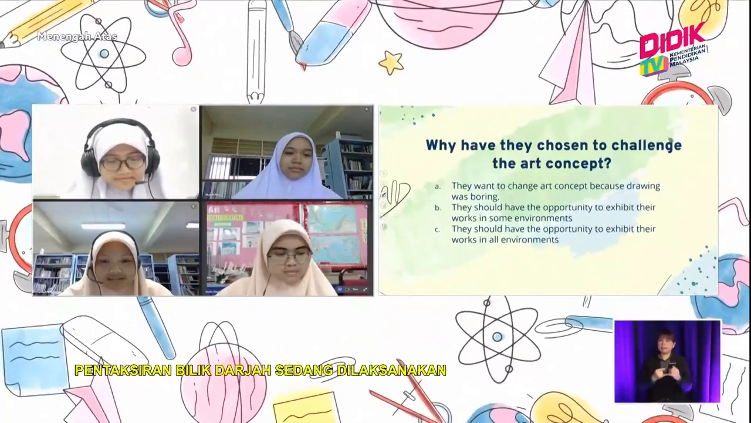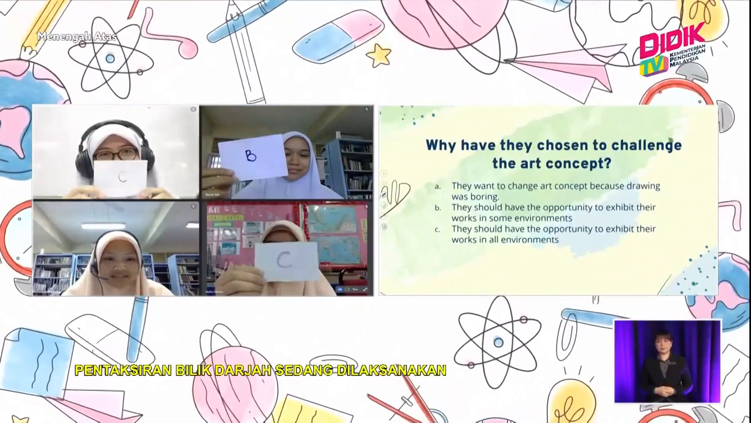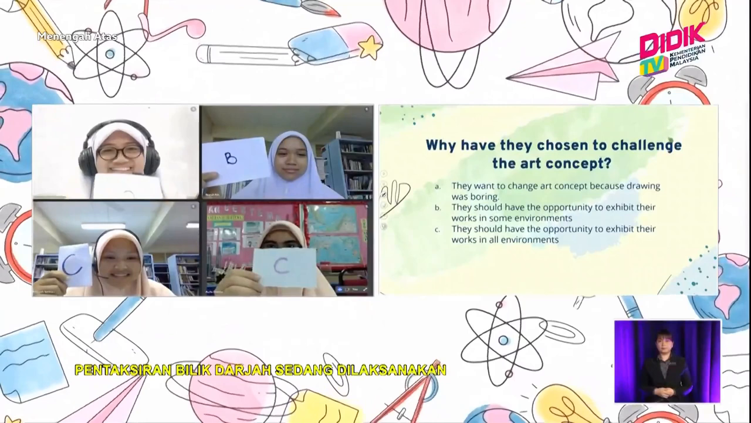Okay. All right, there you go. Ayn is first. Where are the other girls? B, C. C and C. Oh, okay. So someone answered B and the other three answered C.